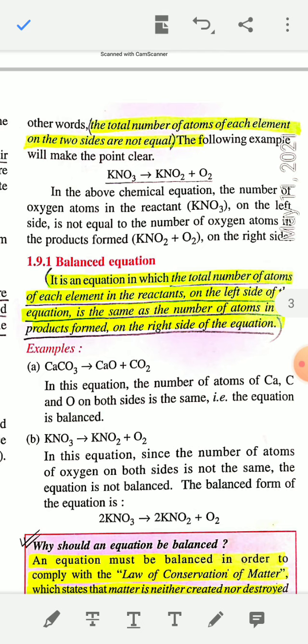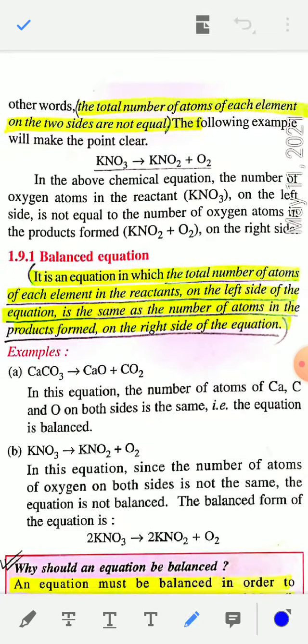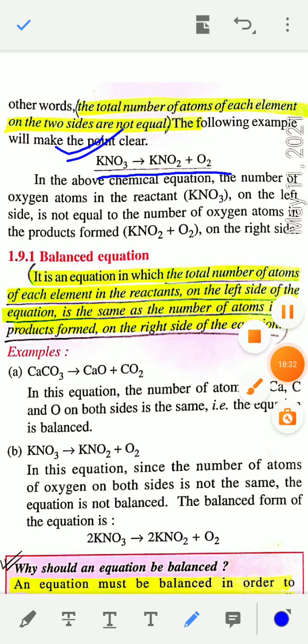For example, when potassium nitrate is heated, it forms potassium nitrite and oxygen, KNO3 gives KNO2 plus O2. In this reaction, you can calculate the number of each element on both sides. On both sides, the number of potassium atoms is 1. The number of nitrogen atoms is also the same, but the number of oxygen atoms on the left side is 3 and on the right side the number of oxygen atoms is 4. So this is actually an unbalanced equation, and this type of reaction and equation is known as a skeletal equation.